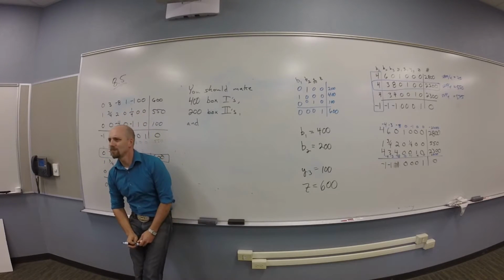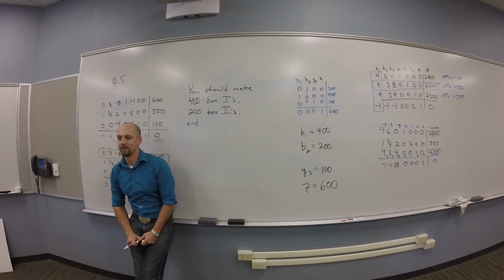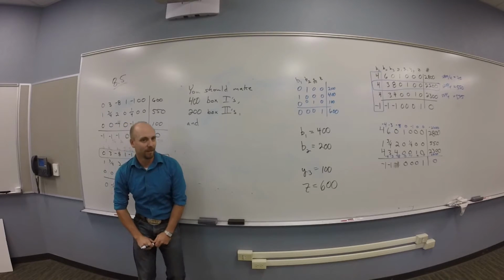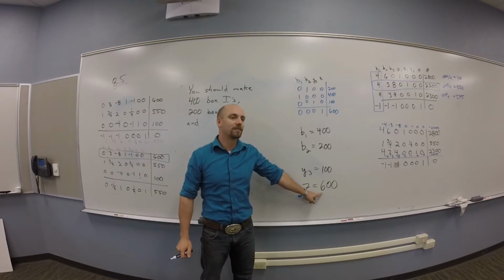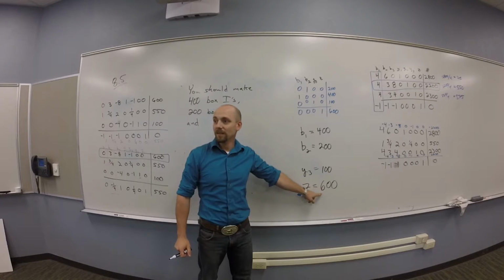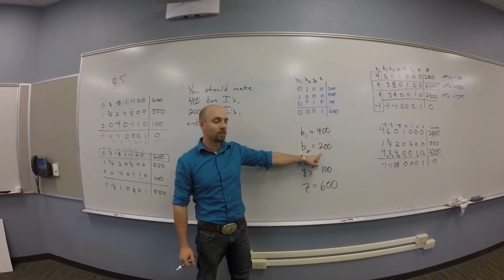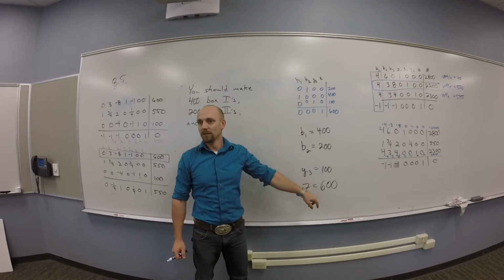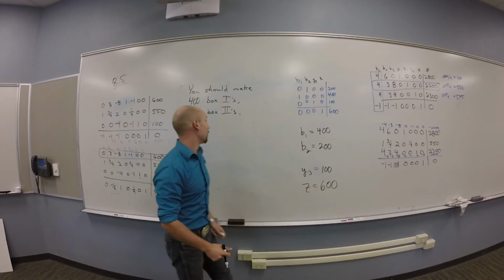And how do you know there aren't any box 3s? Out of supplies. You don't have enough apples or mangoes. Yeah, you're out of supplies. Another way to say that, right, is to see that the total number of boxes you're going to make is 600, right? If you make 400 box 1s and 200 box 2s, you already made them all, so there aren't any box 3s.